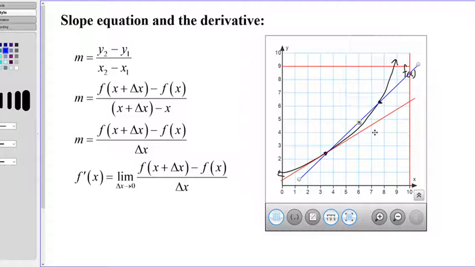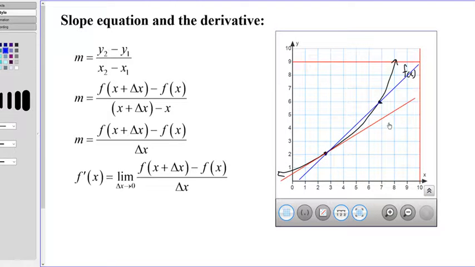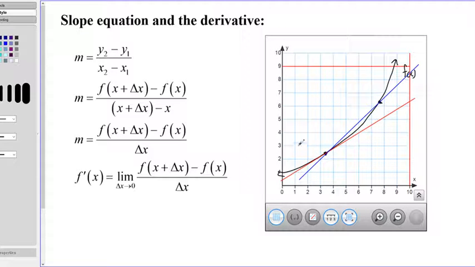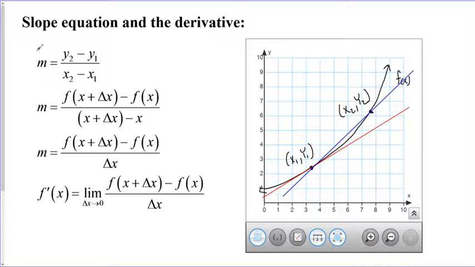Now I know that this limit exists because I can draw in that tangent line. That tangent line does exist. And so we want to make sure that we get something real close to it. So how do we do that? Well, if I label this point right here x1, y1, and this point here x2, y2, then I can use this particular slope definition that you learned way back in probably 7th or 8th grade.